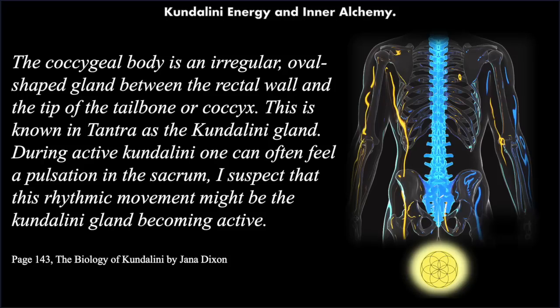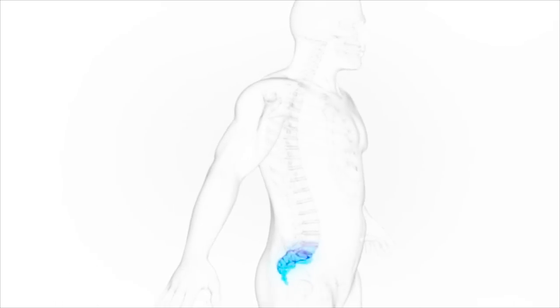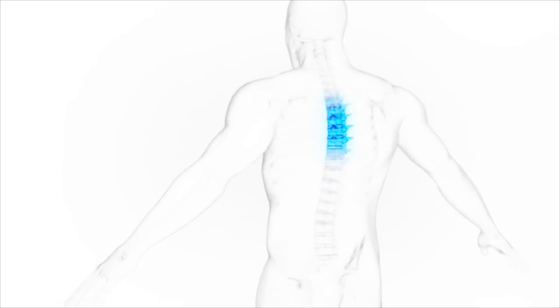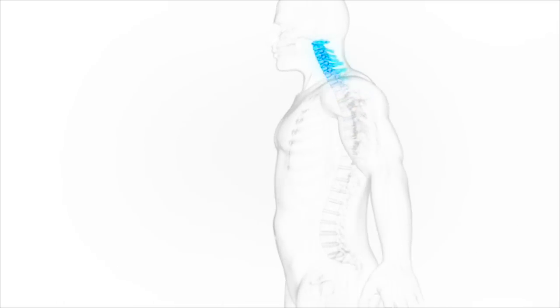During active Kundalini, one can often feel a pulsation in the sacrum. I suspect that this rhythmic movement might be the Kundalini gland or coccygeal body becoming active. And that is from The Biology of Kundalini by Jana Dixon. So the coccygeal body is seen as a source or reservoir of life force energy and is thought to be activated during Kundalini awakening, and that contributes to the upward flow or the sensation of energy in the spinal column.